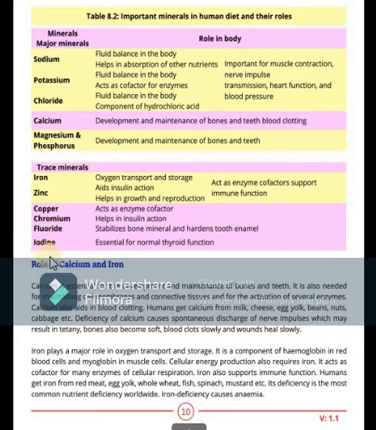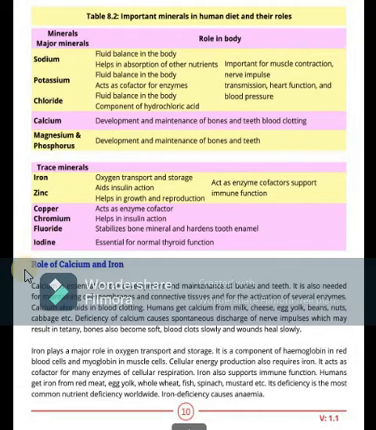There are some other trace minerals. Iron is for oxygen transport and storage, and aids insulin action. Zinc helps in growth and reproduction. Copper acts as an enzyme factor. Chromium helps in insulin action. Fluoride stabilizes bone mineral and hardens tooth enamel, and iodine is essential for normal thyroid function. This fluoride is also present in our toothpaste. So these are all the minerals that are required for the human diet.